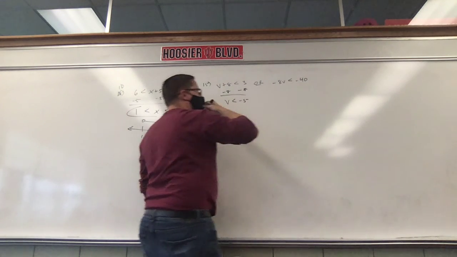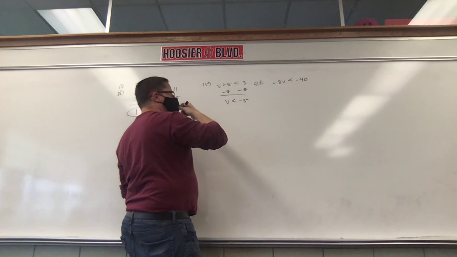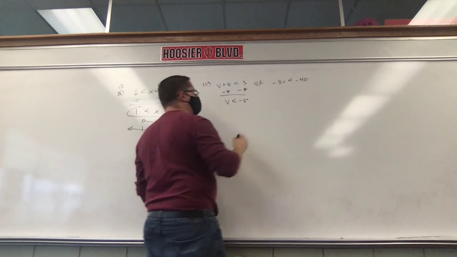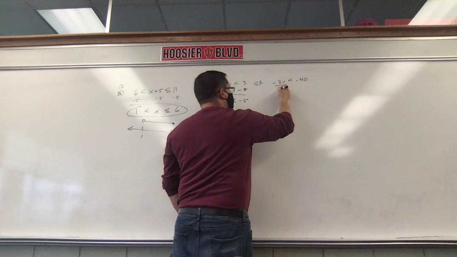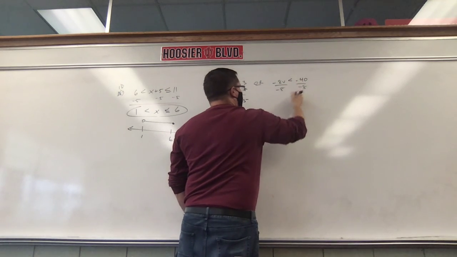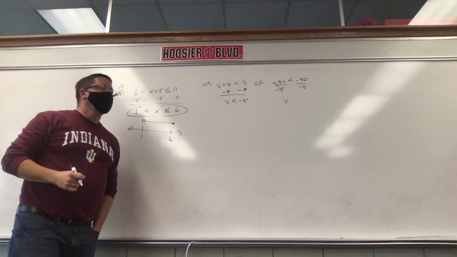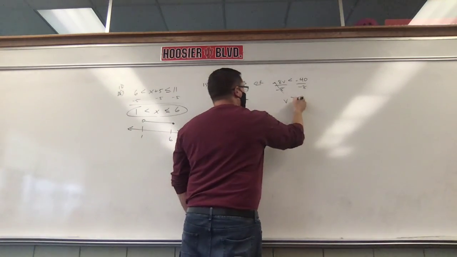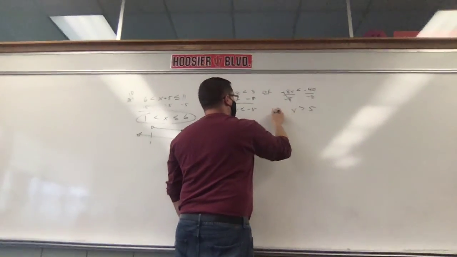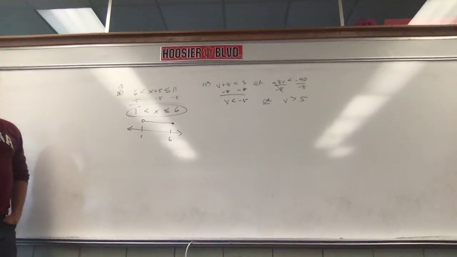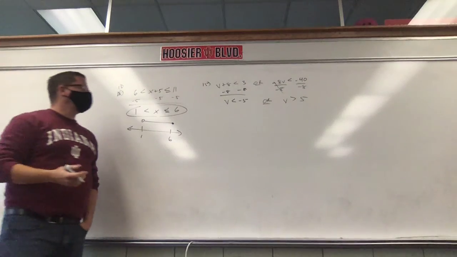What are we going to do on this one? It's already multiplied, so we divide by negative 8. Now, keep in mind, dividing by a negative 8, you have to switch the signs. Flip the inequality around. Greater than positive 5. Okay, we've solved it. Now what we need to do is graph it.